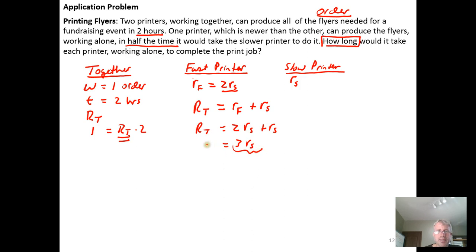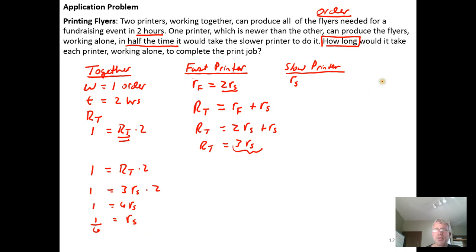Notice now that this is the rate at which they work together. So I can come over here and say, this one print job that they can do together in 2 hours, I can replace the rate together with 3 times the rate of the slow, times time. 3 times 2 is 6 times the rate of the slow equals 1, and divide both sides by 6. I get the rate of the slow printer is 1/6.